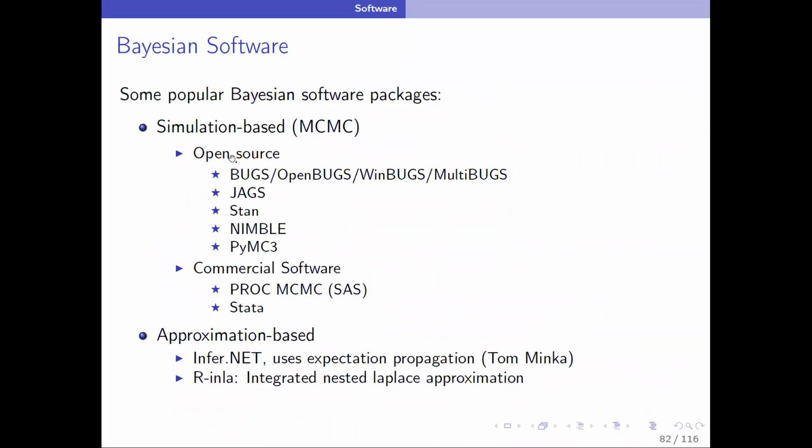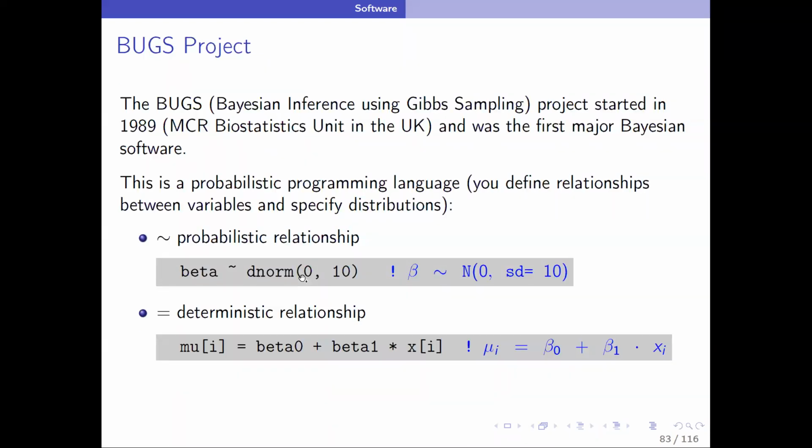So for simulation, there are many open source software. Noticeably BUGS, and then there are JAGS and NIMBLE, and then you have Stan, and if you are in Python, you have PyMC, PyMC3. From commercial software, SAS has PROC MCMC, Stata has their own software, and these are simulation based. Approximation based is Infer.NET, from Tom Minka's Microsoft Research lab, which uses expectation propagation. And there's a gazillion number of variational based ones. And you can also have integrated nested Laplace approximation called INLA. So these are approximation based things here.